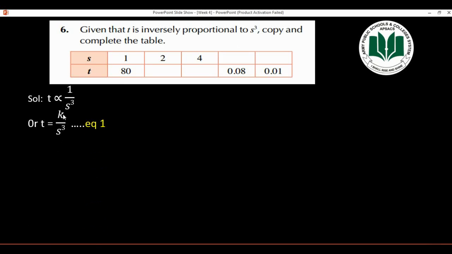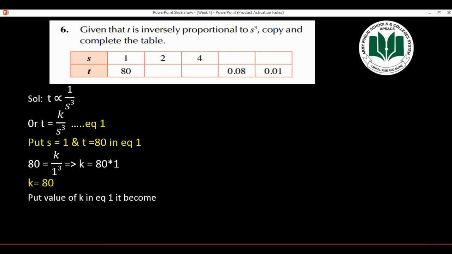Now from the table, when s is equal to 1, t is equal to 80. Put these values in equation number 1 to find the value of k, which is k is equal to 80, and this 80 we put into equation number 1 again. So the equation becomes t is equal to 80 over s cube. This is equation number 2. Now we will put one by one the values of s and t in equation number 2 to find the other variable.